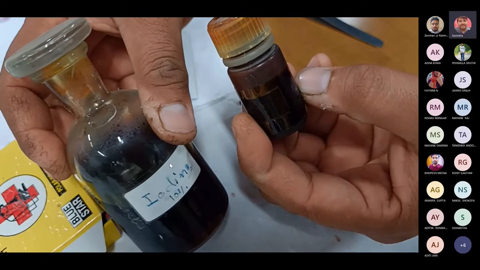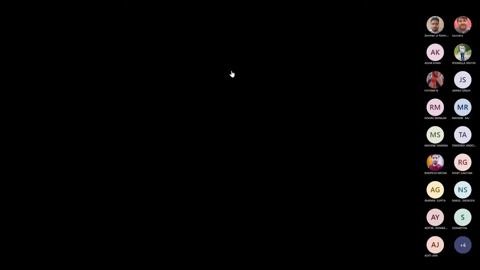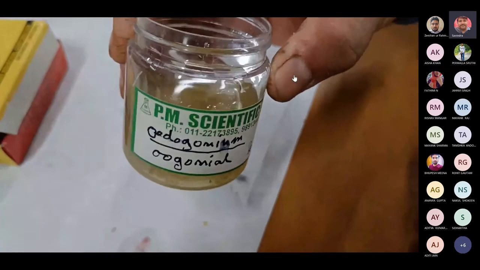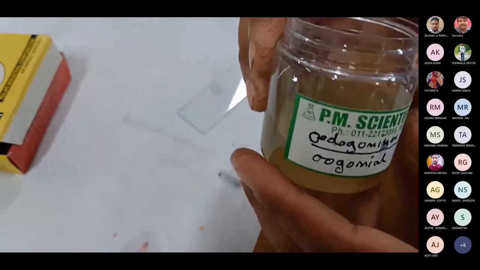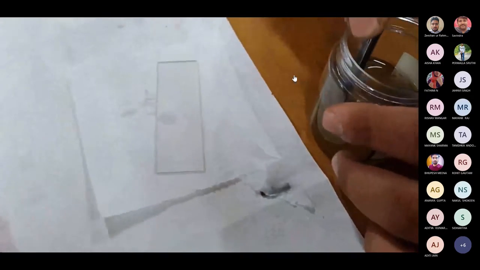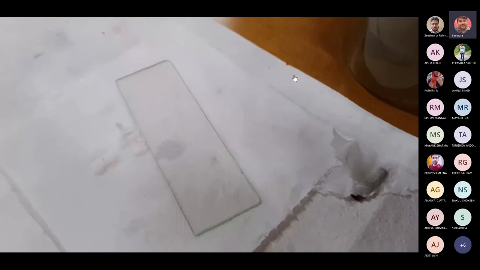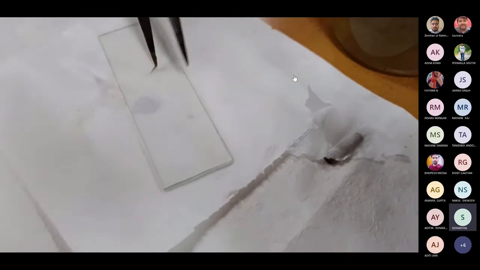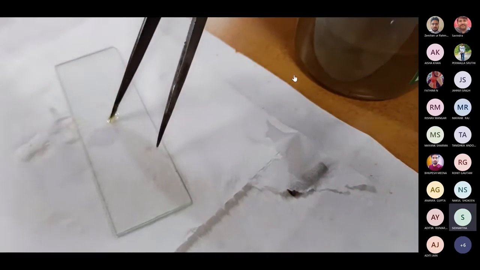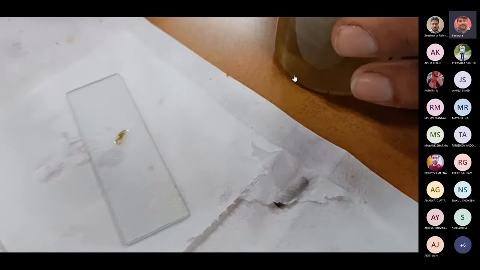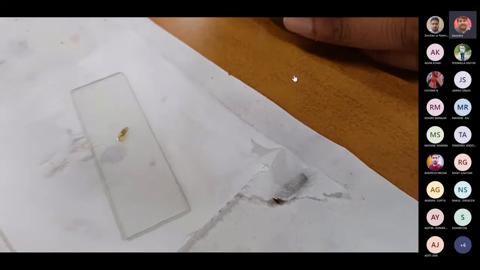Now you tell me what these vials are for. Tell me, what are those vials for? For staining. What is that stain? Sir, it's iodine and it's used for starch. It's iodine and it is used for starch. What will it do with this starch?